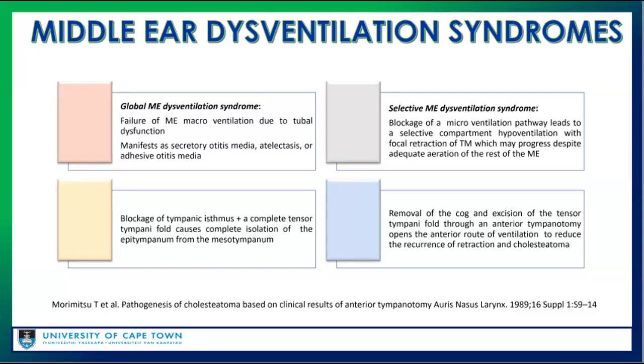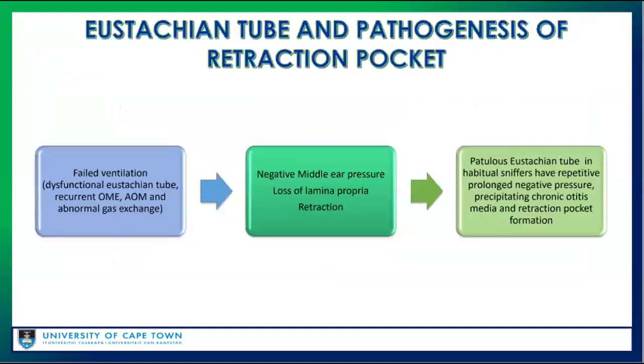Blockage of the tympanic isthmus and a complete tensor tympani fold would result in complete isolation of the epitympanum from the mesotympanum. And understanding these ventilation pathways also helps to reduce recurrence of retraction and cholesteatoma when we attempt to remove the cog and excise the tensor tympani fold through an anterior tympanotomy in order to open the anterior route of ventilation. The eustachian tube has a big role to play in the pathogenesis of retraction pockets.